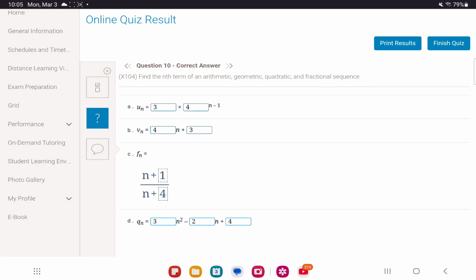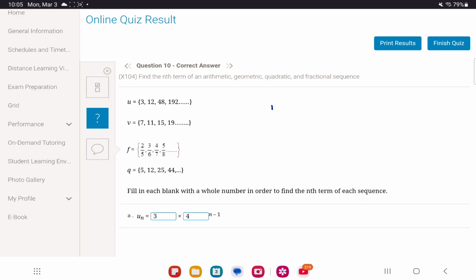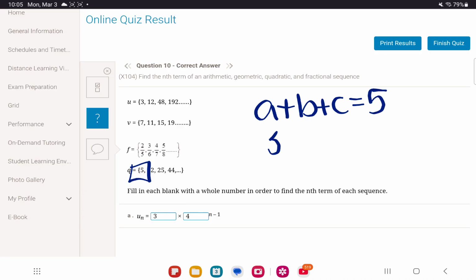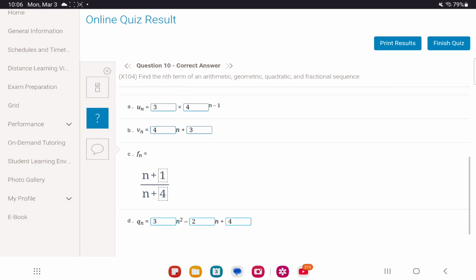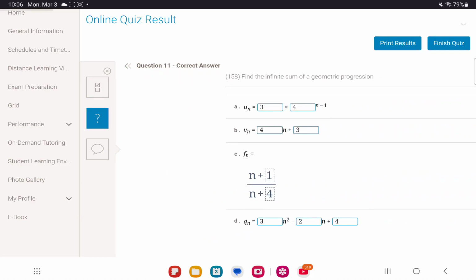Now to find c, a plus b plus c is equal to the first term of the sequence, which is 5. We know that a is 3, b is minus 2, and then plus c equals 5. So 3 minus 2 is 1, so 1 plus c equals 5. c equals 5 minus 1, c equals 4. You have to memorize these rules by heart. Last question.